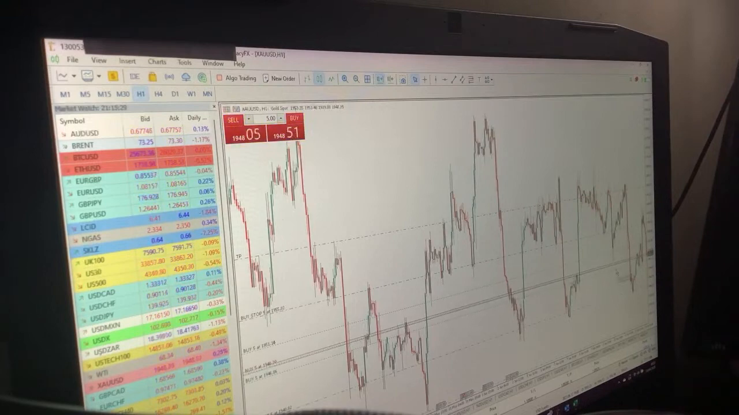There you go. So we're back in profit now. So we first made the money with the sell, and now we're making money with the buy.